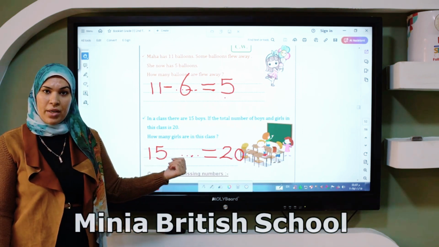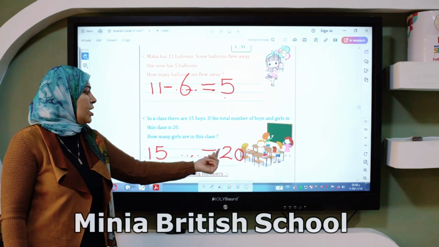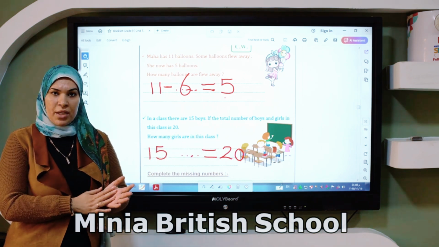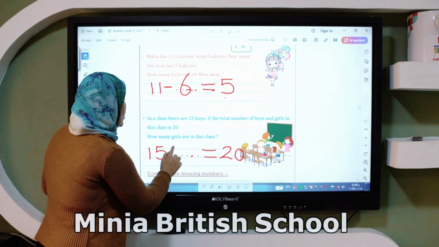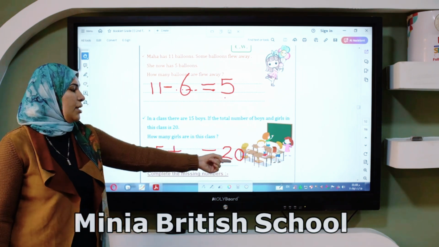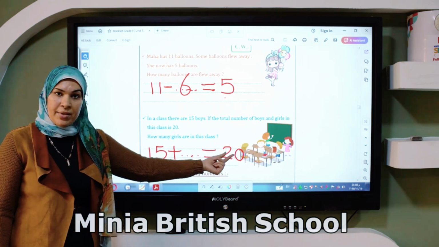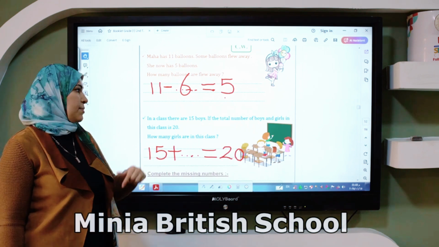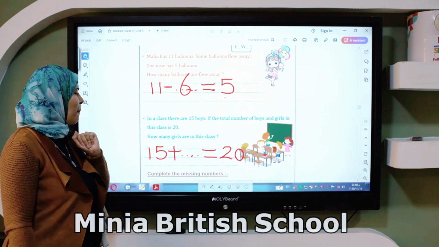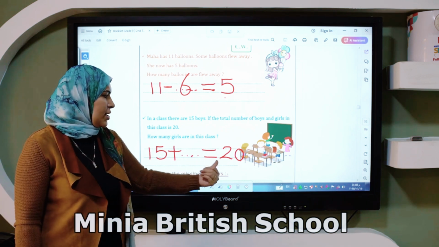Here I don't know the sign. Will it be plus or minus? If I start with a smaller number and the answer is bigger than the first number, the sign will be plus. Here I start with a smaller number. I have 15 and 20. Which one is bigger? 20. So if the answer is the bigger number, the sign will be plus. But if I start with the bigger number, the sign will be minus. Don't forget. So my question is 15 plus space equals 20.